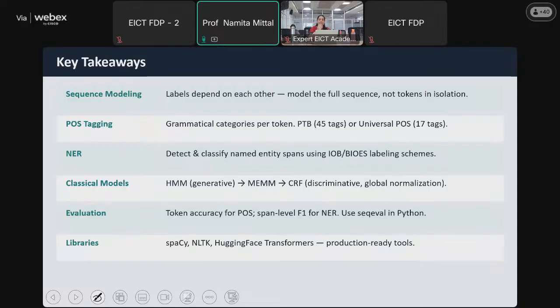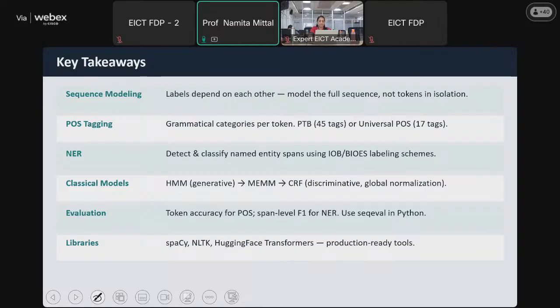So what is the takeaway from this lecture? We have sequence modeling. We have seen labels depend on each other. Model the full sequence, not taken in isolation. Part-of-speech tagging, grammatical categories per token. We have seen Penn Treebank, 45 tags, or Universal POS tags, 17 tags. NER, detect and classify named entity spans using IOB and BIOES labeling schemes. These are the names of schemes.